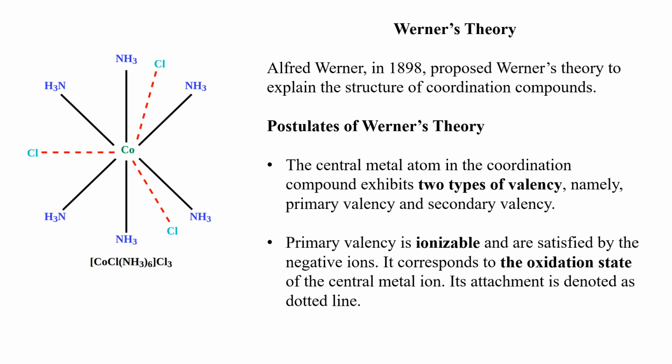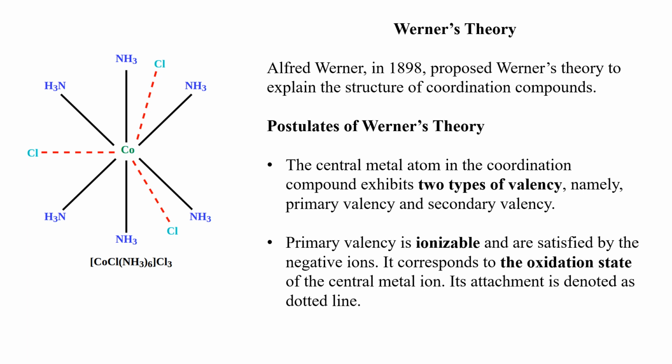According to this theory, look at the first postulate. The central metal atom in the coordination compound exhibits two types of valency, namely primary valency and secondary valency. In hexamine cobalt 3 chloride, the central metal atom is cobalt. Every coordination complex has a central metal atom which acts as an acceptor of electrons, and the species which donate a pair of electrons to the central metal atom are called ligands. In all coordination complexes, the bonding is between the ligands and the central metal ion.